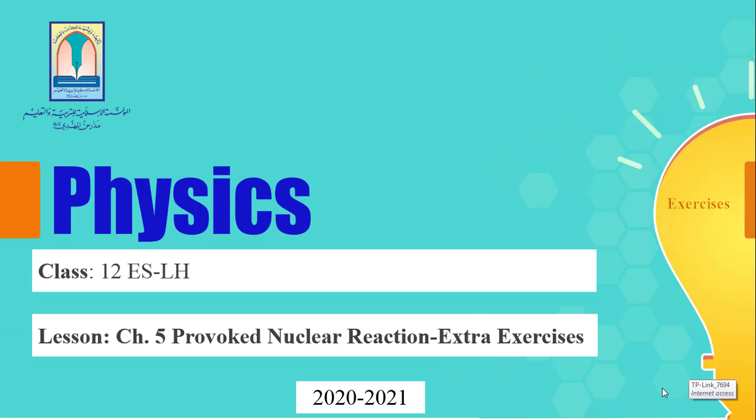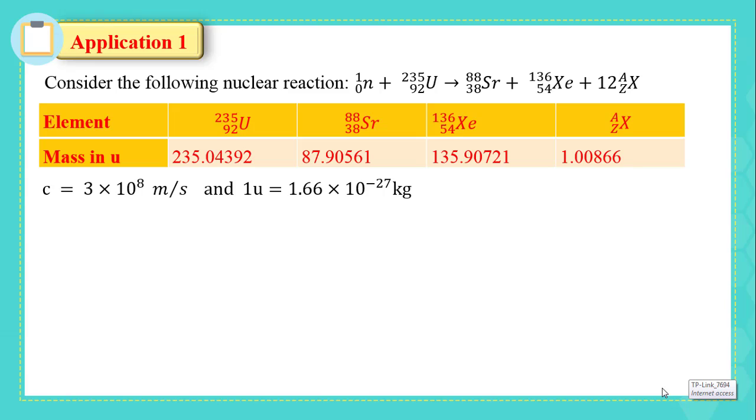In this video, we solve some exercises that you have seen in worksheet 2 and worksheet 3 of this chapter. In the first application, we have a neutron that interacts with uranium-235 to give strontium and xenon with emission of 12 particles. Also, the mass of each element is provided in the table.